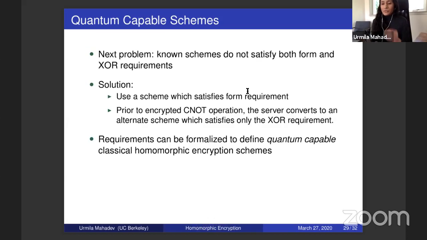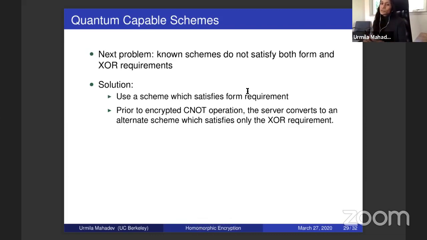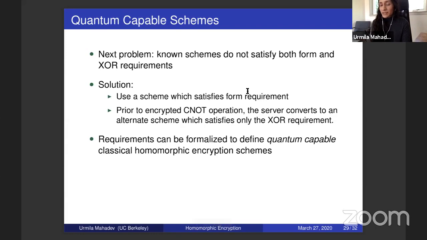So far, I've told you all of the requirements that I need from the classical homomorphic encryption scheme in order to allow this conversion from a ciphertext to a TCF pair. These requirements can be pretty easily formalized to define something called quantum-capable classical homomorphic encryption schemes. These are homomorphic encryption schemes for which the server can start with the encryption of a bit S, convert it to a TCF encryption, and then use that TCF encryption to apply the encrypted CNOT operation. And so these schemes allow for homomorphic evaluation of quantum circuits.